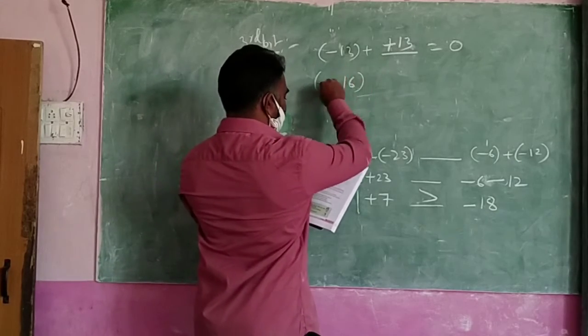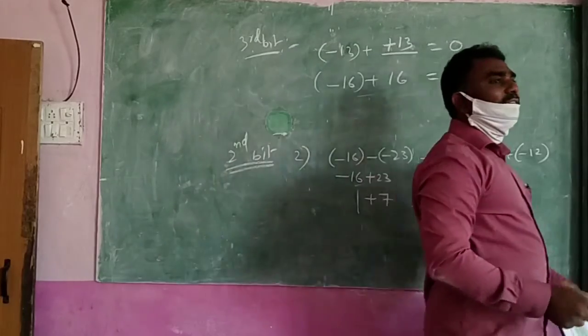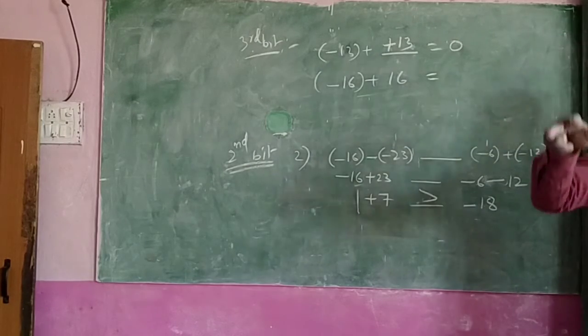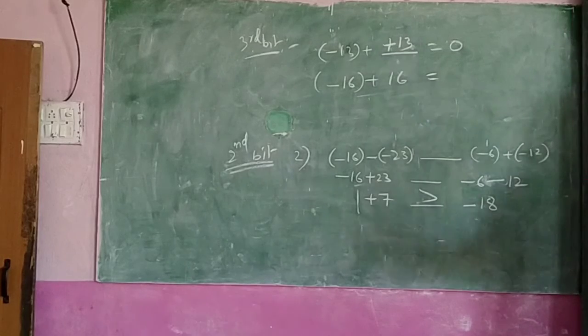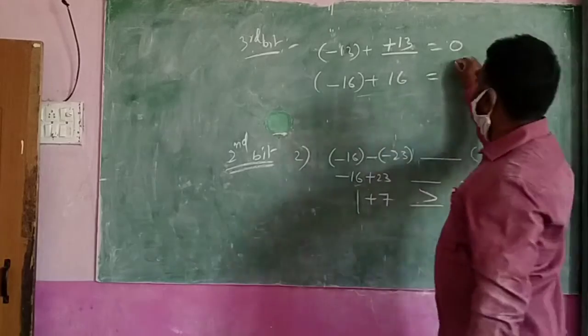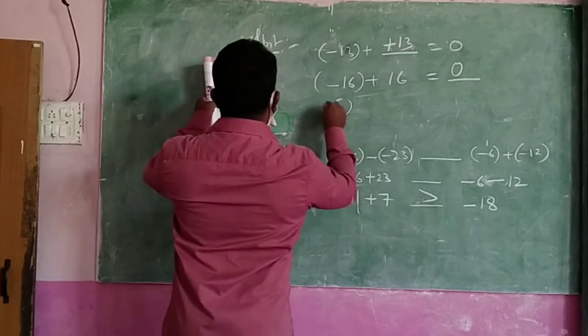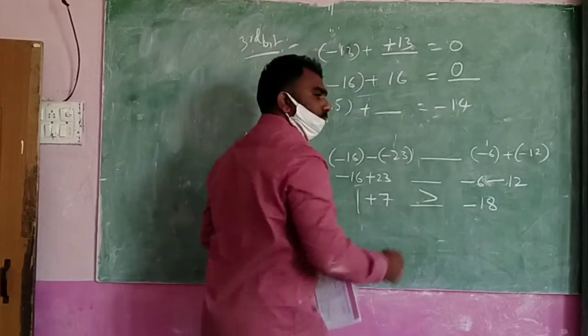Minus 16 plus dash. What will be there? Minus 16 plus 16. 16 steps I went down. Again plus 16 means 16 steps I went up. Means where are we? 0 only, no? Yes. Okay, next, third question. Minus 5 plus dash is equal to minus 14.